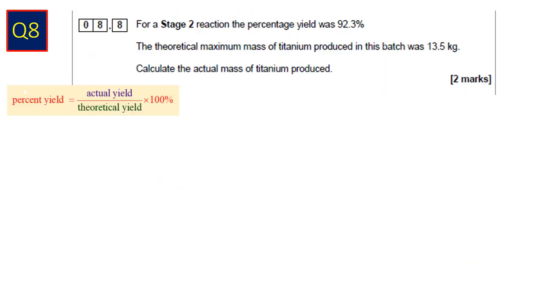So, the stage 2 reaction: the percentage yield was 92.3%. The theoretical maximum mass of titanium produced in this batch was 13.5 kilograms. So you need to calculate the actual mass of titanium produced. We have the formula: percentage yield equals actual yield divided by theoretical yield times 100. So, what you got over what you should have got, times 100.